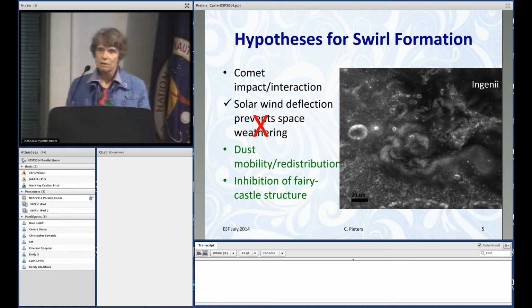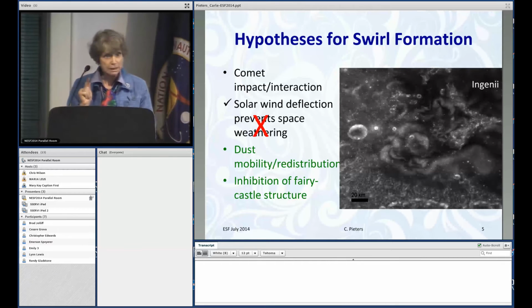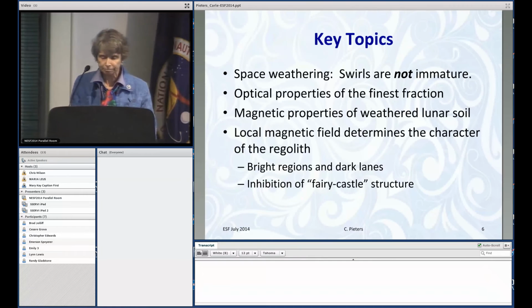My hypotheses are that, although I can't comment on the comet, so that's right now off the table. However, it's clear there is solar wind deflection around these magnetic anomalies. However, I want to make sure people leave here recognizing it does not prevent space weathering. The other two parts that I'll be emphasizing is the dust mobility in the magnetic environment and redistribution of materials. And I'll mention a little bit, if I have time, about the fairy castle structure.